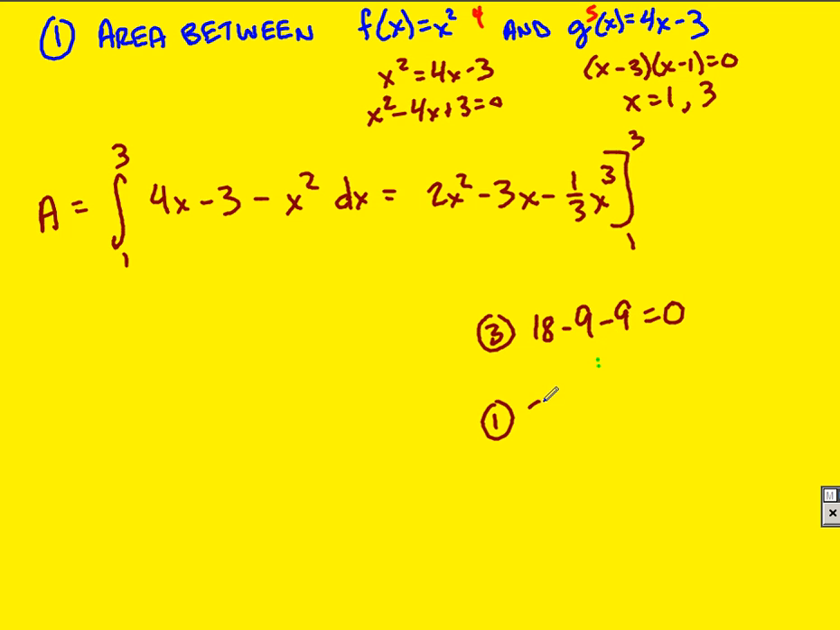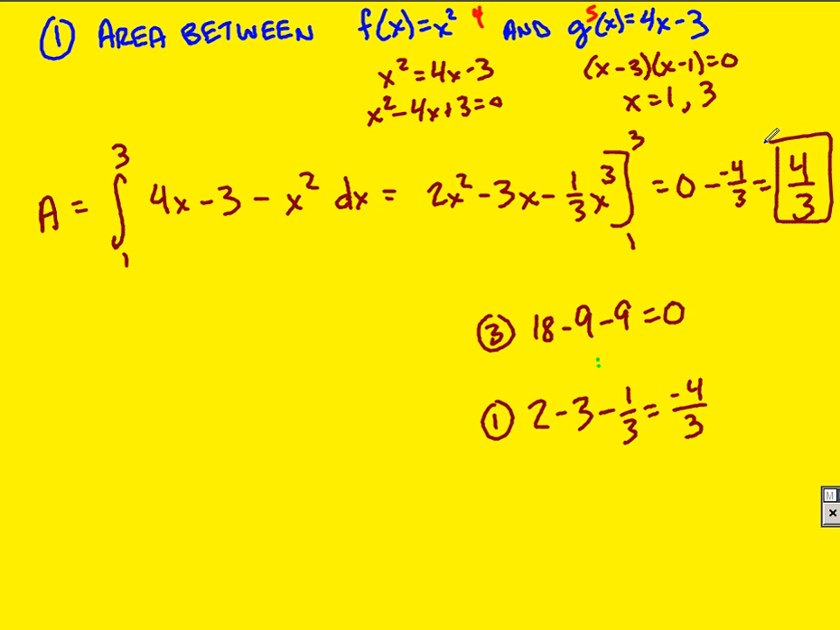Now for this one, when I plug in 1, that becomes 2 minus 3 and minus a third. So 2 minus 3 gives me negative 1, minus another third will give me negative 4 over 3. So I need to do 0 minus negative 4 over 3, which gives me a final answer of 4/3. That is the area between those two curves.